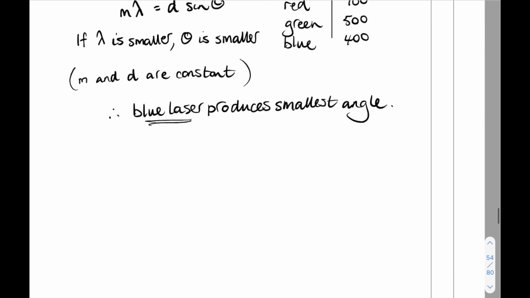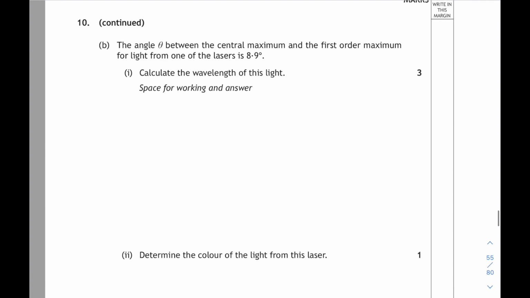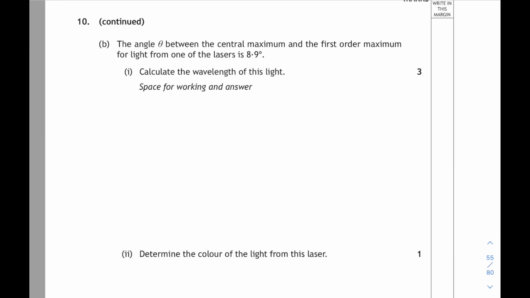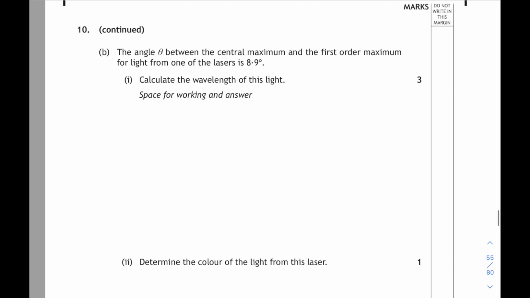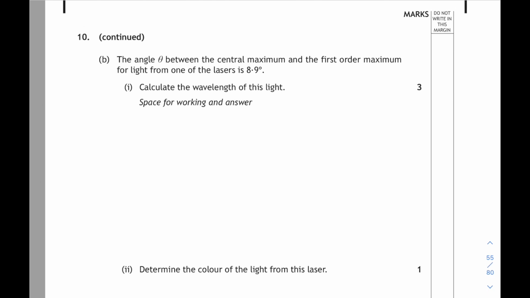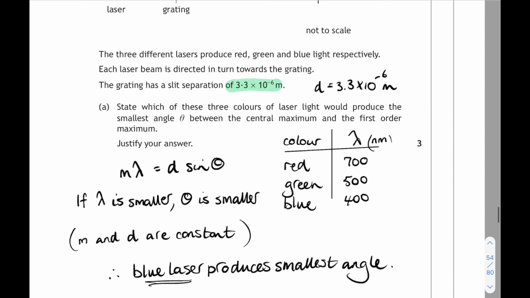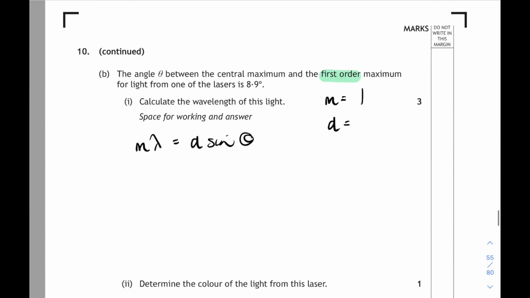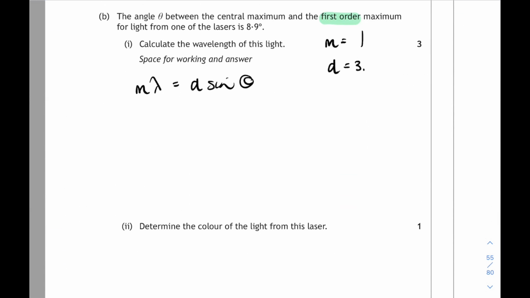Okay, on we go. Question 10, part B. The angle theta between the central maximum and the first order maximum for light from one of the lasers is 8.9 degrees. We have to calculate the wavelength of this light. So there's our grating equation again. m lambda is d sine theta. It's the first order maximum, so m is 1. Remember our d was 3.3 times 10 to the minus 6. So let's pop that in there to remind us. And it's the wavelength that we're looking for.